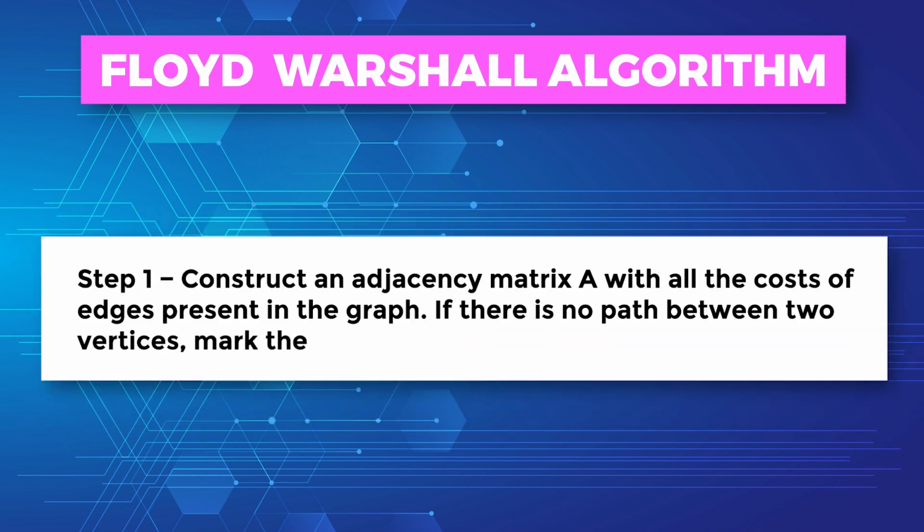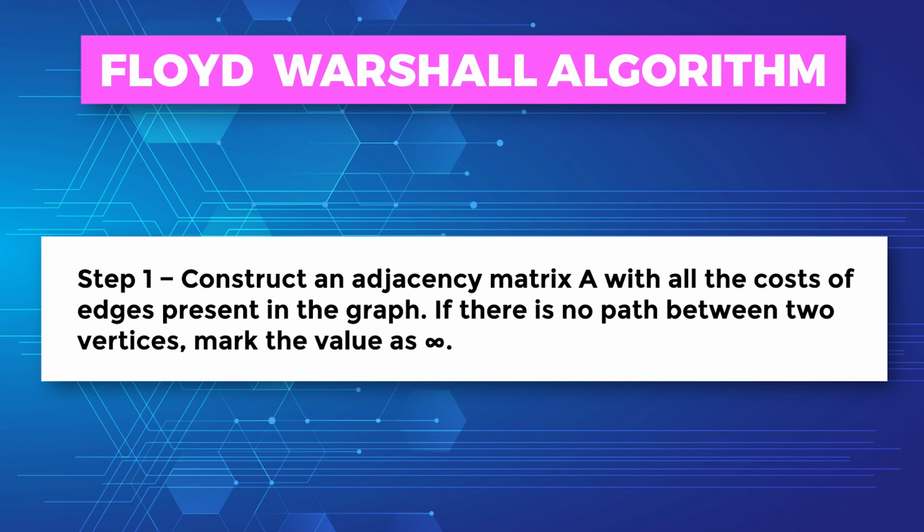In step 1, construct an adjacency matrix. We can name it with any alphabet or any letter as a variable. Here we take A with all the costs of edges present in the graph. If there is no path between two vertices, meaning no direct path, there are no edges between the two vertices, then mark the value as infinite.